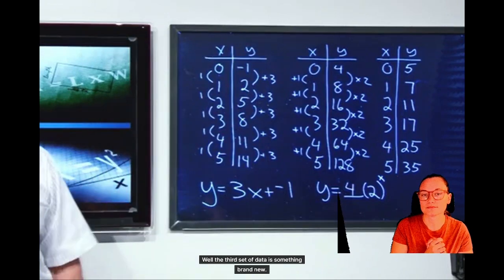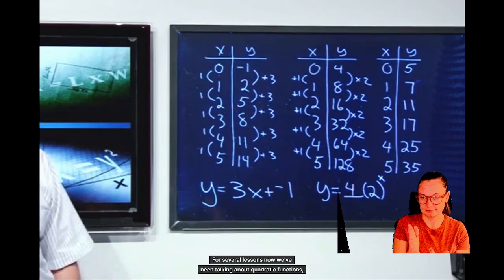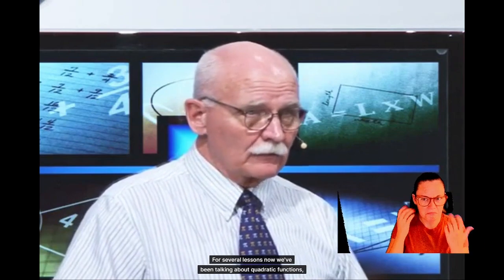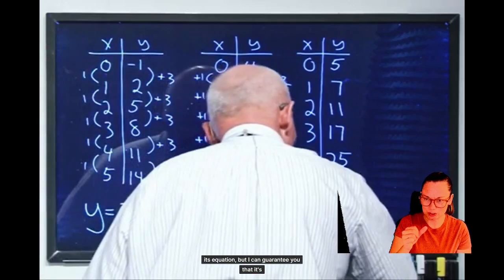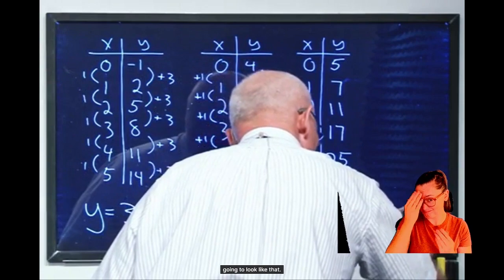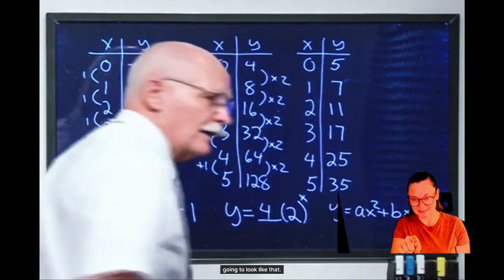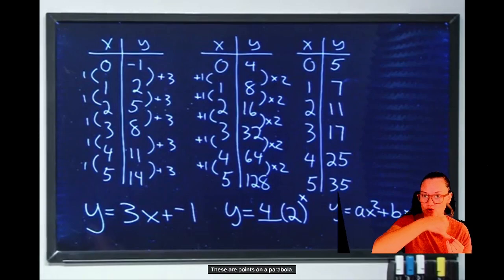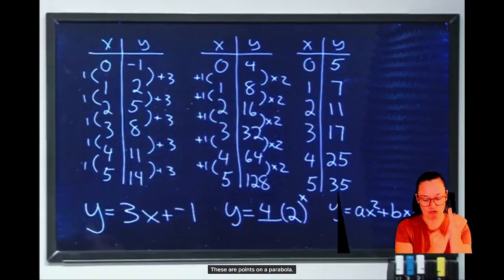Well, the third set of data is something brand new. For several lessons now, we've been talking about quadratic functions. And this one happens to be a quadratic function. Now, we're not even going to find its equation, but I can guarantee you that it's going to look like that. It's a parabola, okay? These are points on a parabola.